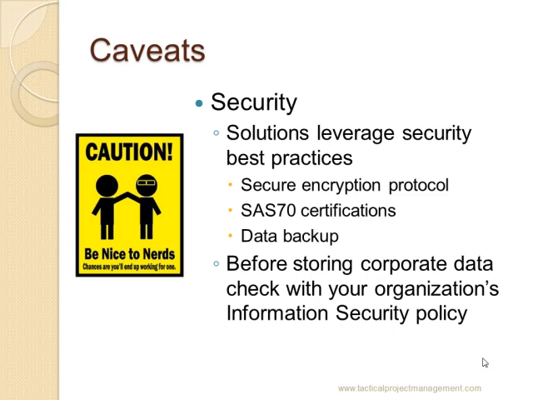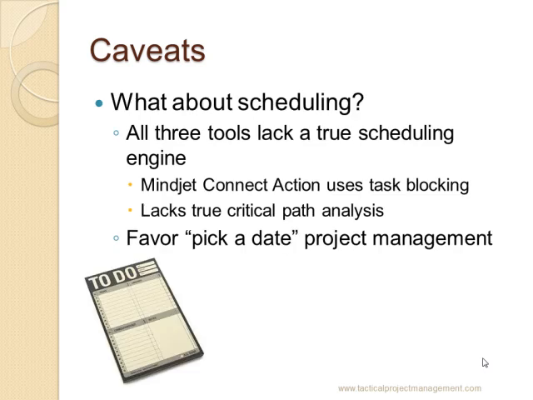All right, moving on. Do you have more caveats for us here? Yeah, the other piece is scheduling. What you've noticed with these tools is that all of them lack a true predictive scheduling engine. Mindjet Connect does have a feature called task blocking that's useful to indicate that there are predecessors and that a task is particularly delayed. But all these tools lack any true critical path analysis or predictive scheduling. So you look at the power of what Microsoft Project provides.